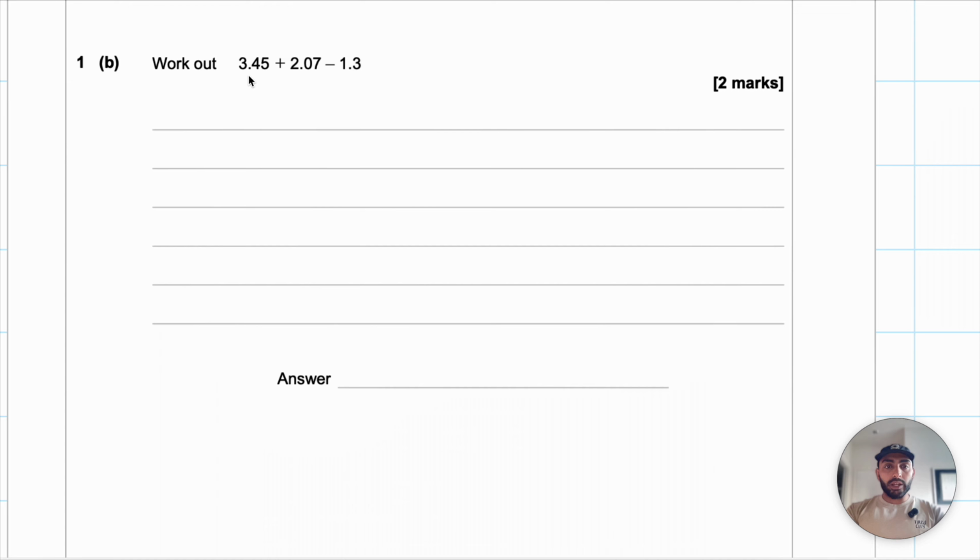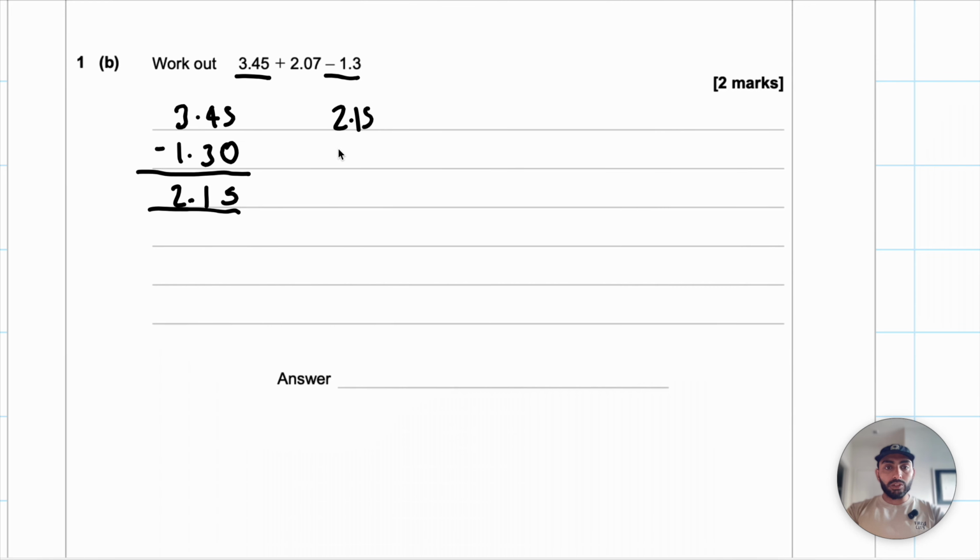Part B, work out 3.45 add 2.07 minus 1.3. I think I would do this one and this one first and then add that last one. So 3.45 minus 1.3, making sure the decimal point is in the same column and everything else will be in the same column then. I've added a placeholder 0 just to make it easier to understand. 5 take away 0 is 5, 4 take away 3 is 1, 3 take away 1 is 2, 2.15.